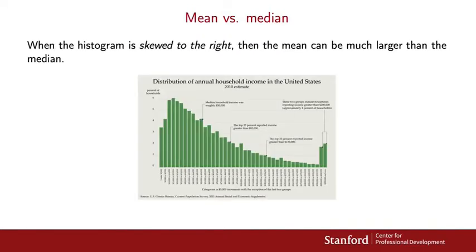But when we look at the histogram of annual household incomes, we see that the histogram is far from symmetric. A histogram like this, where the right side is much longer than the left side, is called skewed to the right. In that case, the mean can be much larger than the median. In fact, for the annual household incomes, the mean household income is about $67,000, whereas we saw that the median is $50,000. For such a skewed histogram, it is better to use the median.